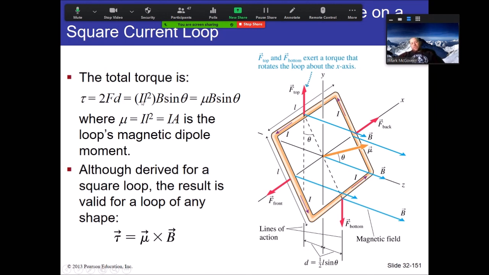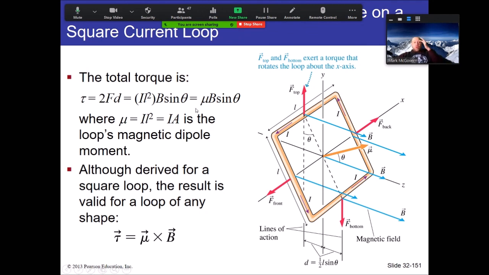Our force is I L B sine theta. As you can see here, if we put in our expression for D, the 2's cancel out. We get another factor of L here. And we get our sine theta. Now, the L squared is the area of the loop. And so that thing in the front here, we've already defined what that is. That's the dipole moment vector magnitude. So I times an area, in this case here, L squared is the area.